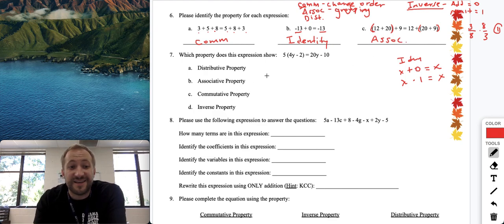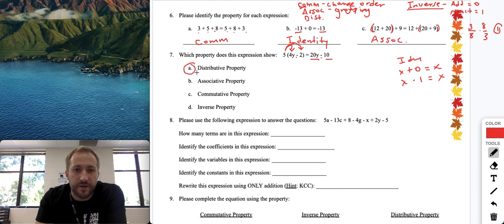Which property does this expression show? Looking at this, let's see, 5 times 4y minus 2. This might take a little bit of thinking. You know what it looks like? It looks like someone distributed that 5, because 5 times 4y is 20y. 5 times 2 is 10. There was subtraction going on. Looks like this is the distributive property. All right? Let's look at the next one.